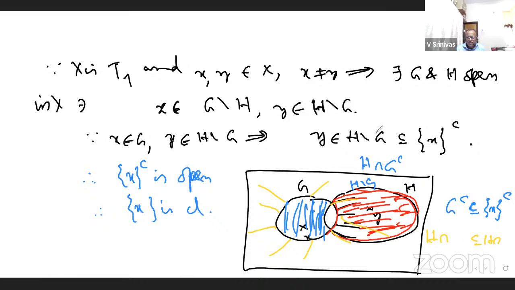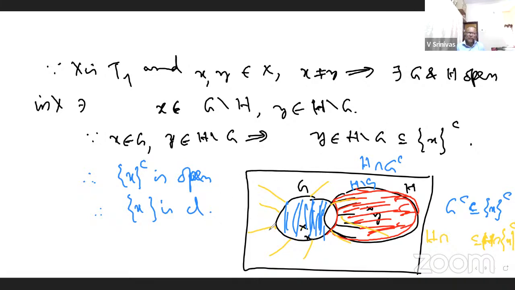So this is a subset of H intersection singleton x complement, and H is open in capital X. That's how this is an open neighborhood in this set. H intersection singleton x complement becomes an open neighborhood.